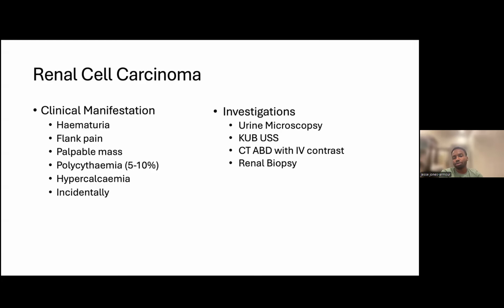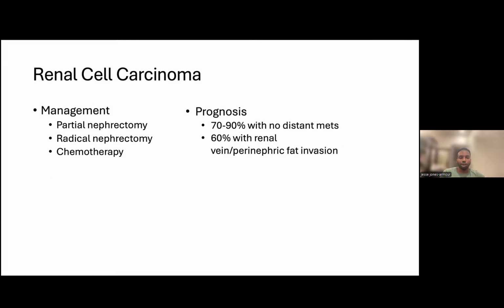Say different investigations that are done would be a urine microscopy because they do present generally with microscopic hematuria. You also do a urinalysis. You will start generally with a KUB ultrasound, then you want to do a CT abdomen with IV contrast, and you could do a renal biopsy.